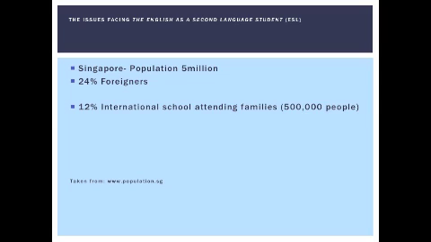Singapore has a population of just over 5 million people, and it is growing all the time. Due to globalization and the movement of people around the world, 24% of these people are foreigners. And from that 24%, 12% of those are international school attending families, which could be up to some 500,000 people. I know that there are between 10 and 15 international schools in Singapore, and some have 4,000 plus students.